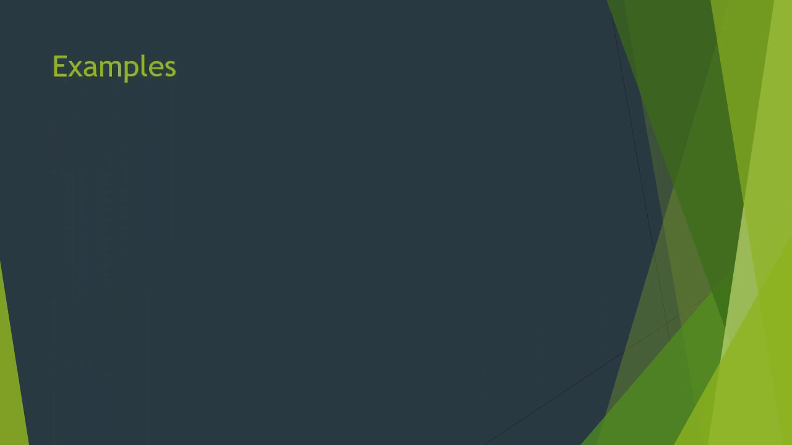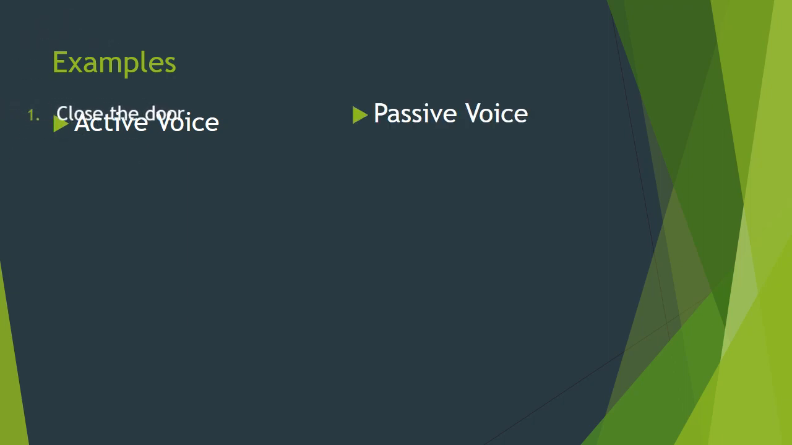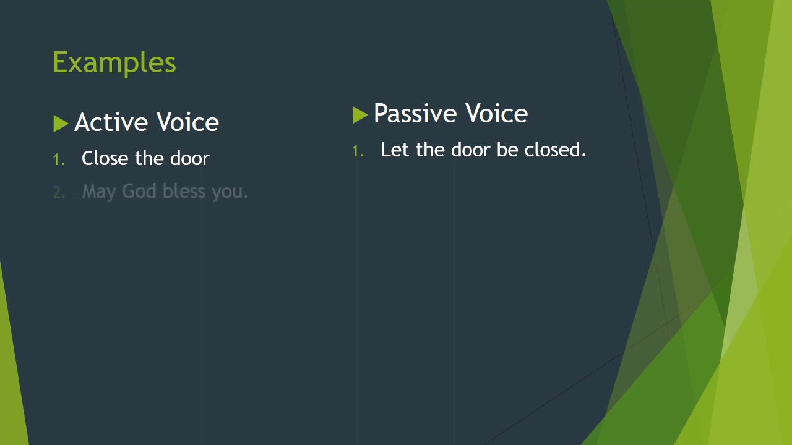Let us make it clear with examples. How to change active voice imperative to passive voice imperative. First example is: close the door. It is an order and the subject you is not mentioned in active voice. In passive voice, it is changed as: let the door be closed, according to the structure. Now the second statement is: may God bless you. In passive, it is changed as: may you be blessed. Here, by God is not mentioned because it is understood.